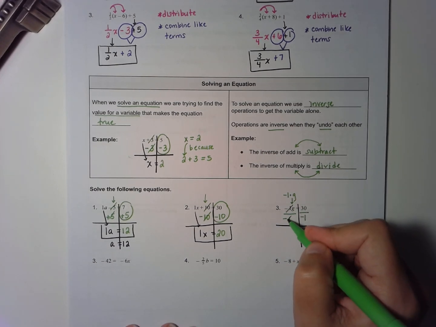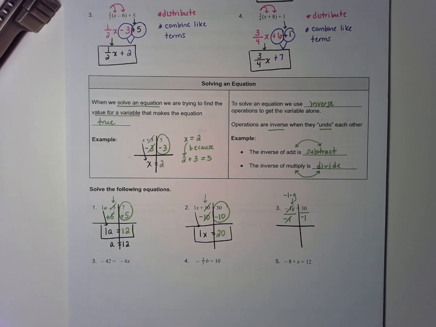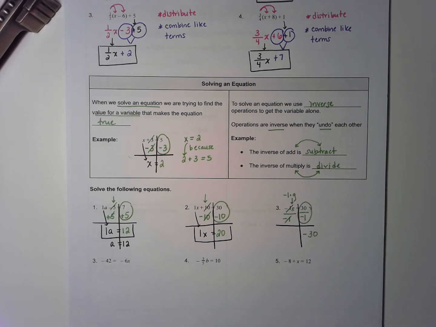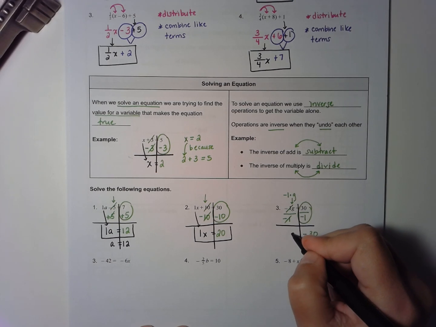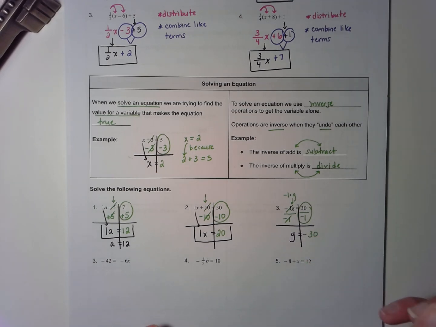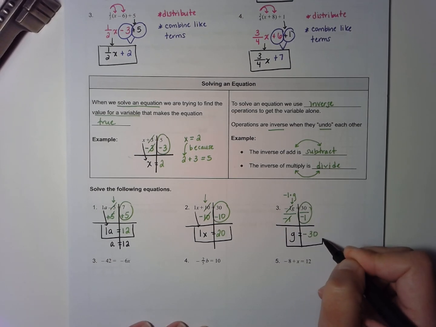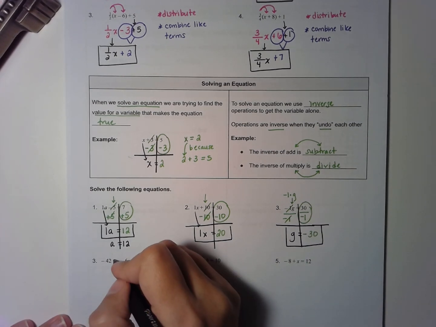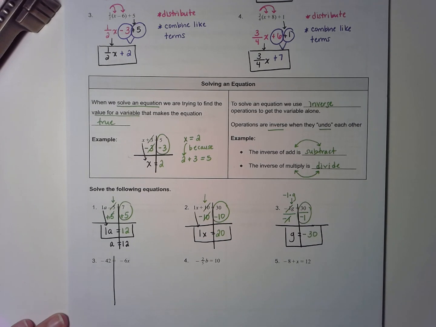That means that the negative 1's cancel, and 30 divided by negative 1 would be negative 30. Then I'm just going to drop down the g, don't change anything, drop it like it's hot, and that's my final answer.